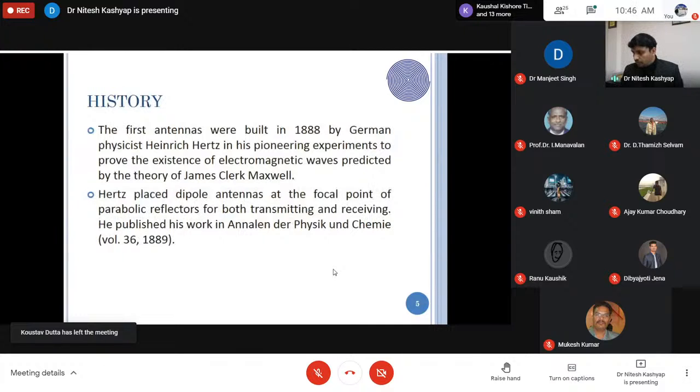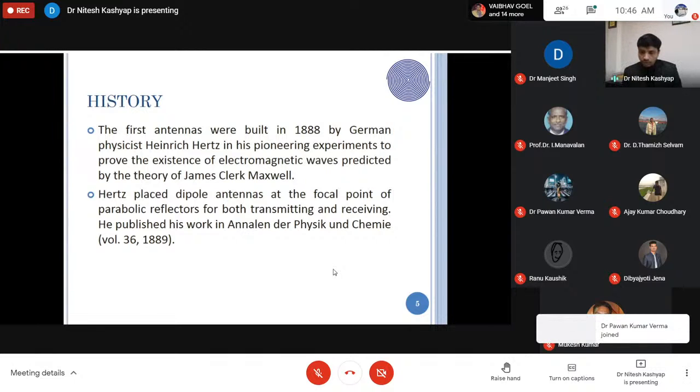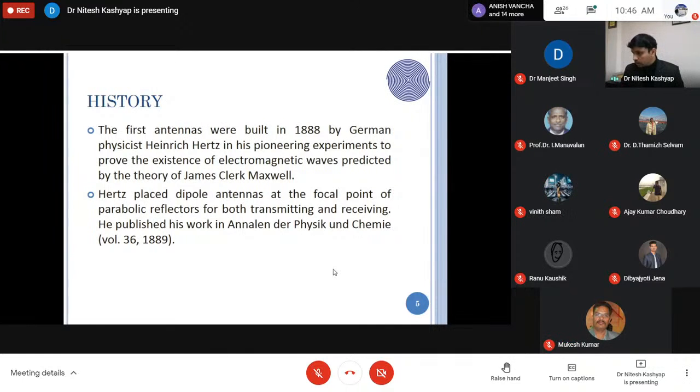This is the brief history of the antenna. The first antenna was made by Heinrich Hertz in 1888, and he proved the Maxwell theory in a realistic manner. He transmitted the electromagnetic waves from one end to another end.